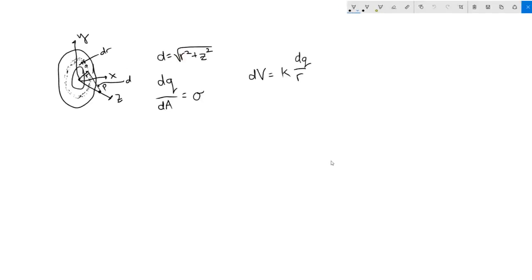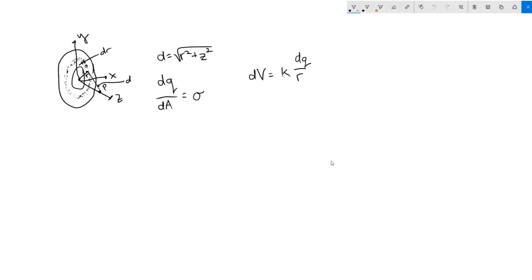Okay, does that make sense? That whether I use just a little dot or I use this slice of a ring, it's still k dq over r. If that doesn't make sense, just let me know. I'm watching the chat here. Okay, so that means that we can represent dq by that ring.